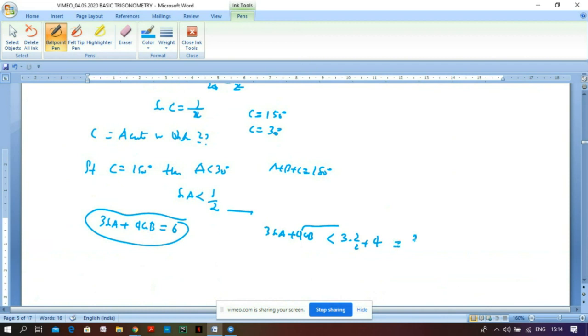And this is 3 by 2 plus 4. Of course, this is less than 6. So 3 sin A plus 4 cos B, you have found, is less than 6 if you allow that A is less than 30 degrees. This means C is 150. It means C cannot be 150, and so C must be 30 degrees. So C is not 150, C has to be 30 degrees.